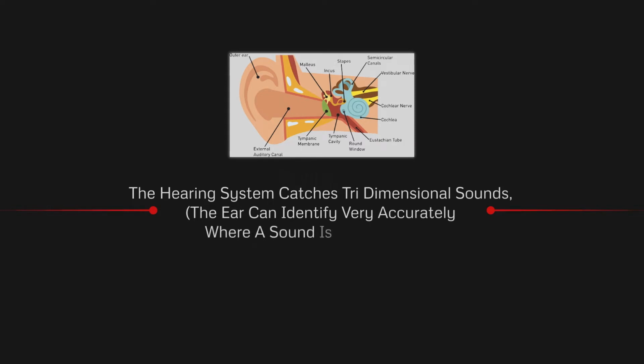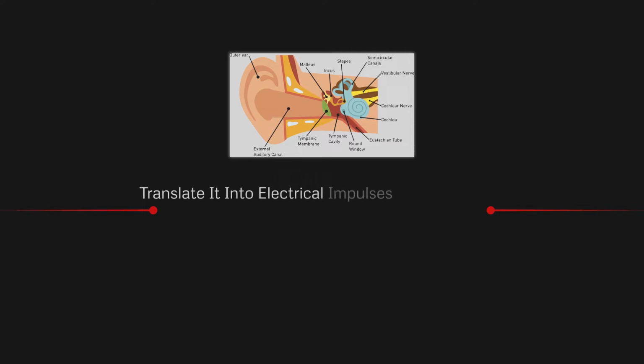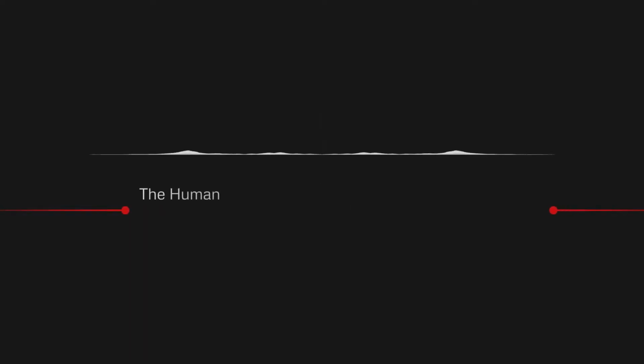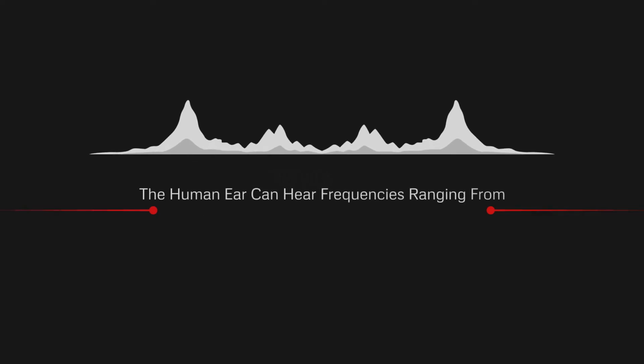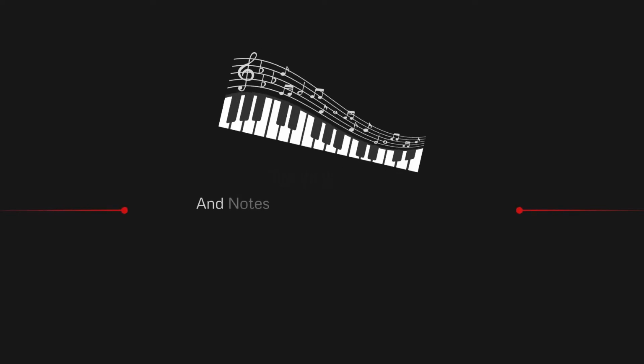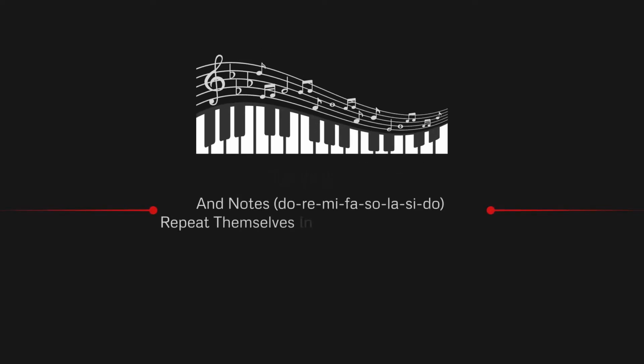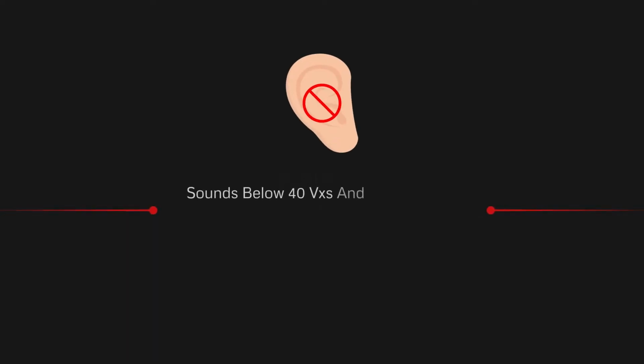The ear can identify very accurately where a sound is coming from, translated into electrical pulses that the brain then decodes into sound. The human ear can hear frequencies ranging from 40 to 2,560 vibes per second, VXS, and notes do, re, mi, fa, sol, la, ti, do repeat themselves in each of these intervals. Sounds below 40 VXS and above 2,560 cannot be perceived by the human ear.